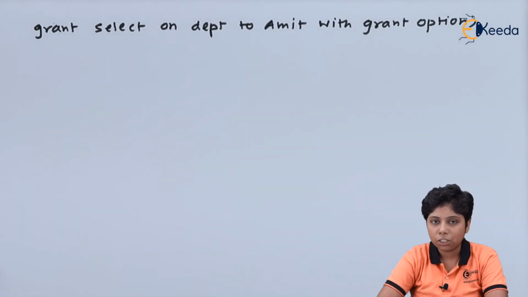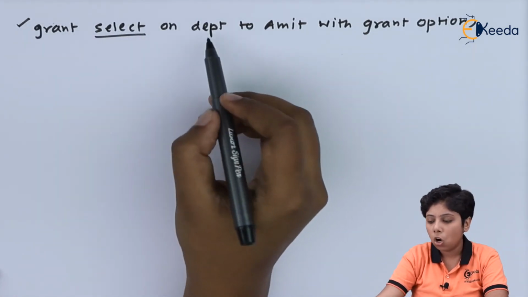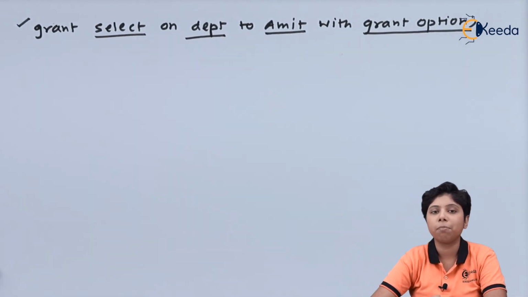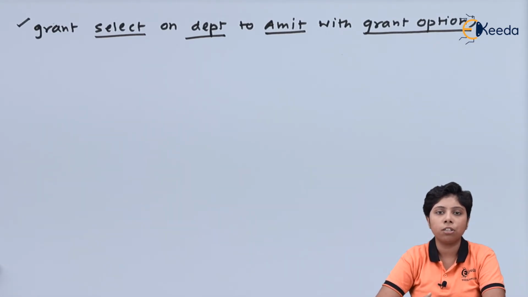Now when I am executing this query, we are actually granting the select privilege on the relation department to Amit with the grant option. That means we are allowing Amit to pass on the select privilege on the department relation to another user. In this way, privileges can be passed. But how the passing of privilege is handled is done with an authorization graph.